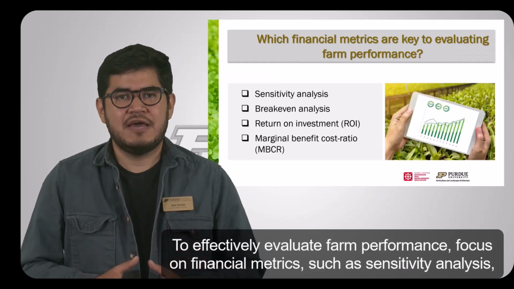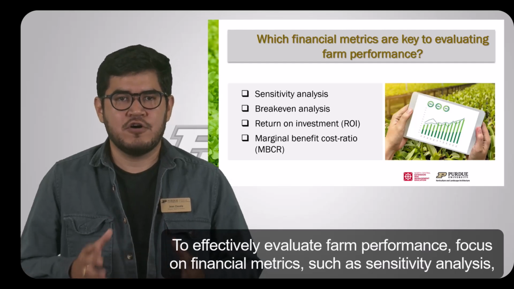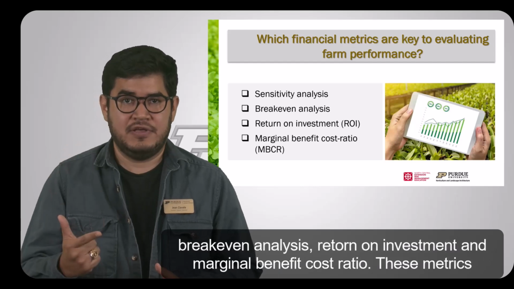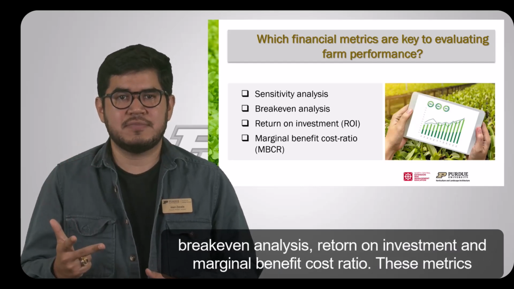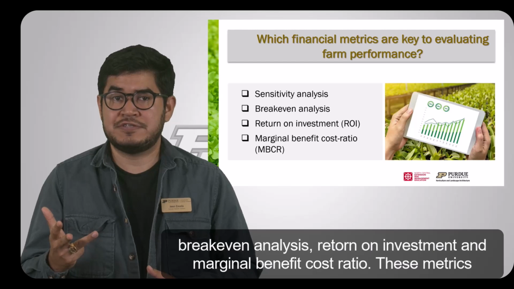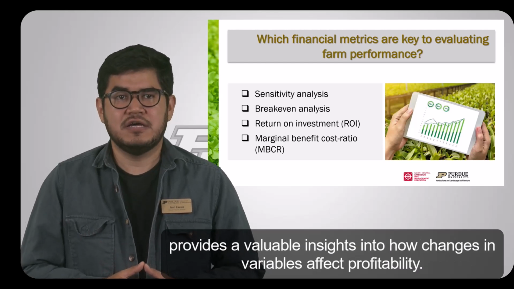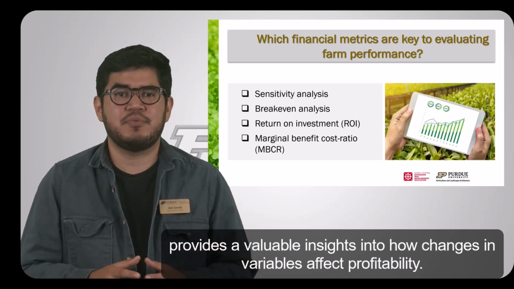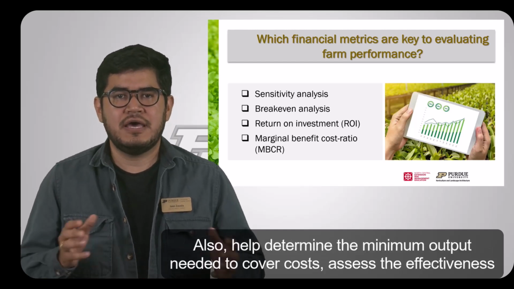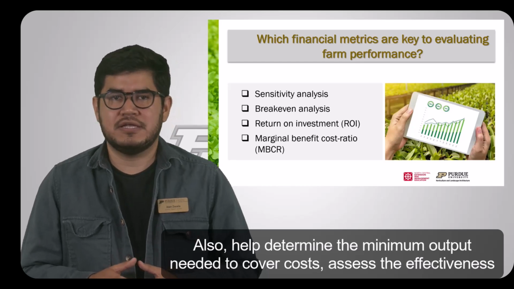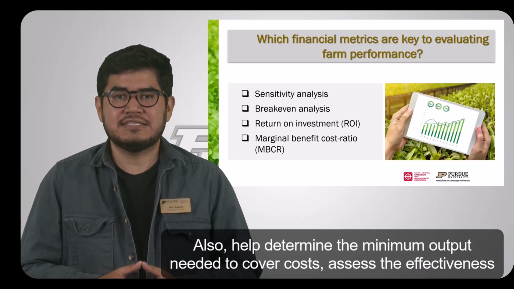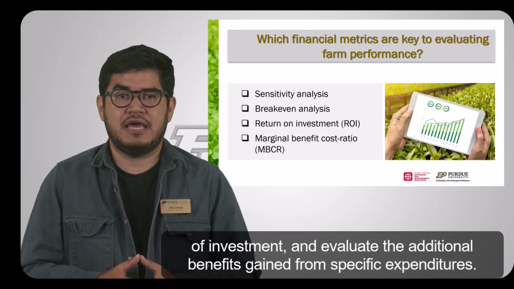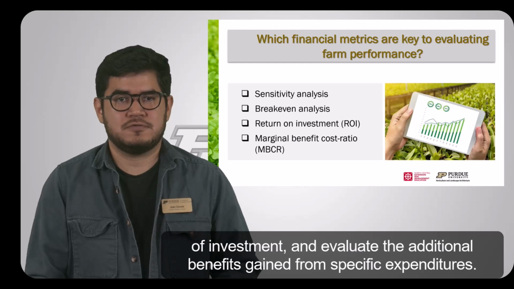To effectively evaluate farm performance, focus on financial metrics such as sensitivity analysis, break-even analysis, return on investment, and marginal benefit cost ratio. These metrics provide valuable insights into how changes in variables affect profitability. They also help determine the minimum output needed to cover costs, assess the effectiveness of investment, and evaluate the additional benefit gained from specific expenditures.